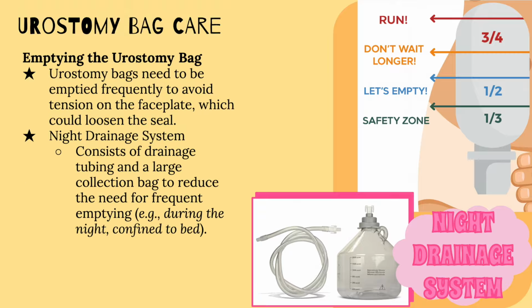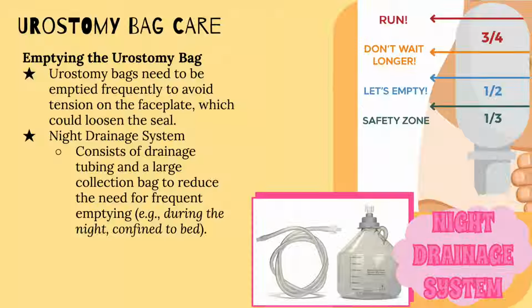So now we're going to get into how often the urostomy bag must be emptied, and then after this we will get into how often the entire bag should be changed. So the urostomy bag must be emptied frequently. If the bag is not emptied frequently and urine builds up, the urostomy bag will become heavy from the weight of the urine, causing tension on the faceplate and possibly loosening the seal.